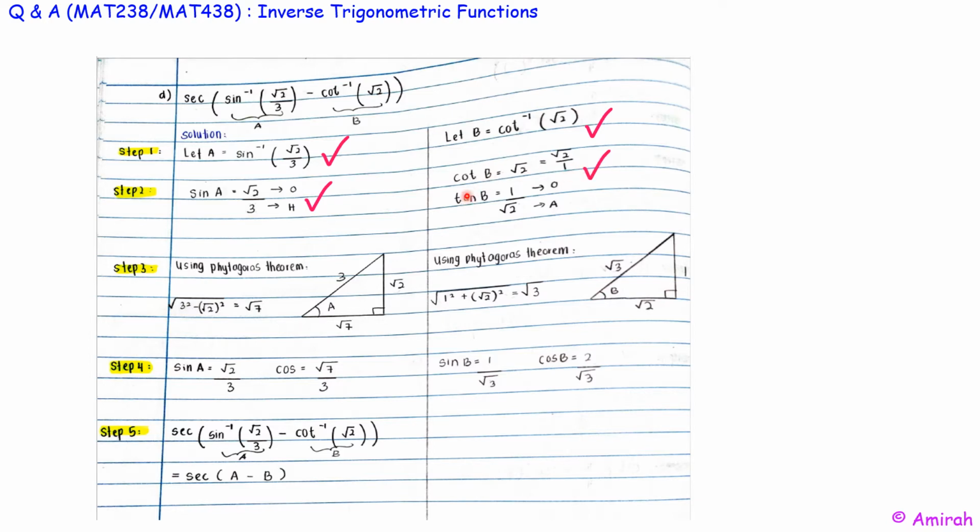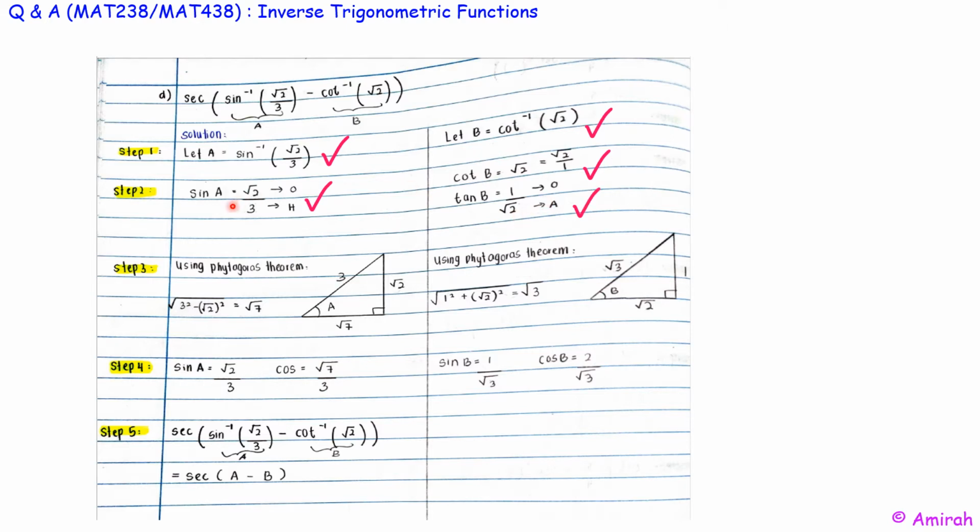And then since cot B is the reciprocal function of tangent B, we can write tangent B equals 1 over root 2. We exchange the numerator and denominator from cot B.